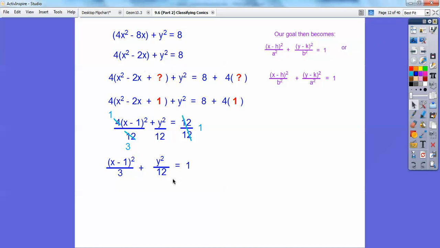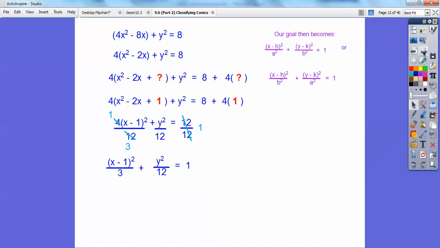Okay, now I look for the bigger number, you guys. The bigger number is 12, and it's underneath the y squared, so it's a vertical ellipse. My center is at, remember you do the opposites, so this is like y minus 0 squared. So my center is at (1, 0).